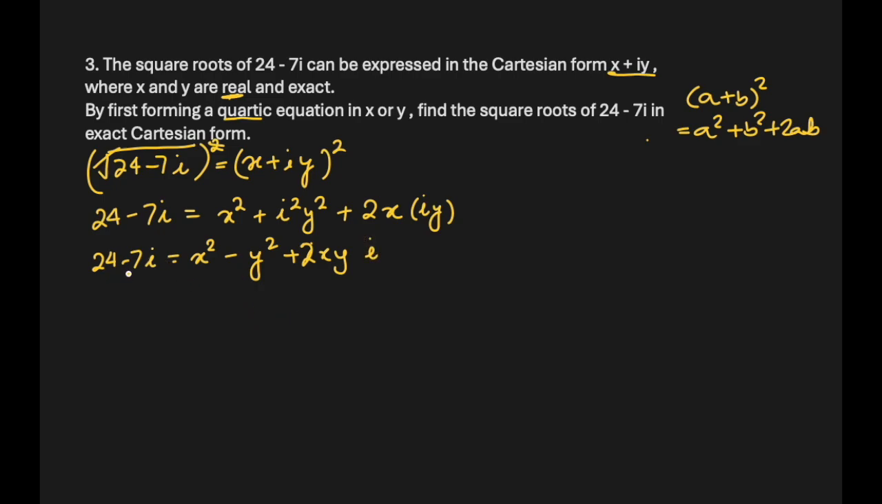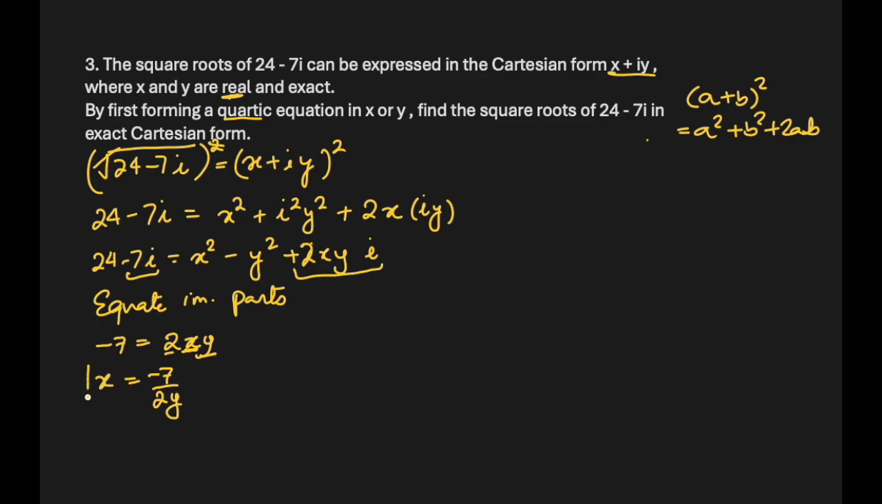Okay, so now this is the imaginary part, this is also the imaginary part. Equate imaginary parts. So minus 7 is equal to 2xy. I'm ignoring the i part because both have i's. So let's isolate x. This 2 and y will become the denominator of minus 7. This is our relationship between x and y.